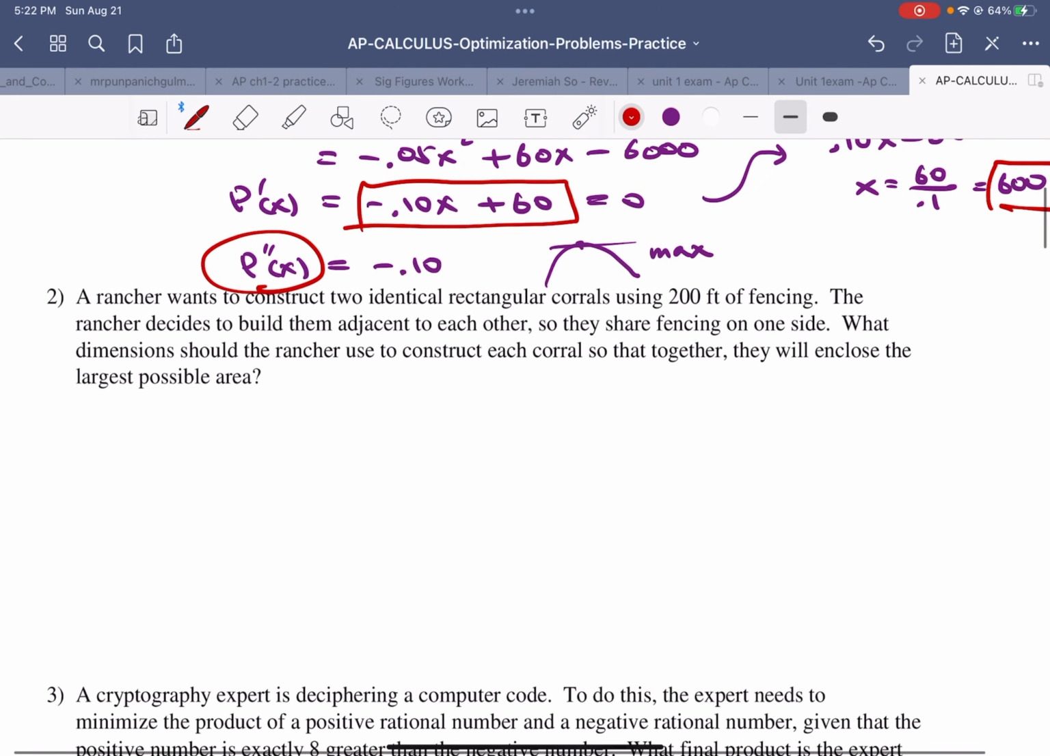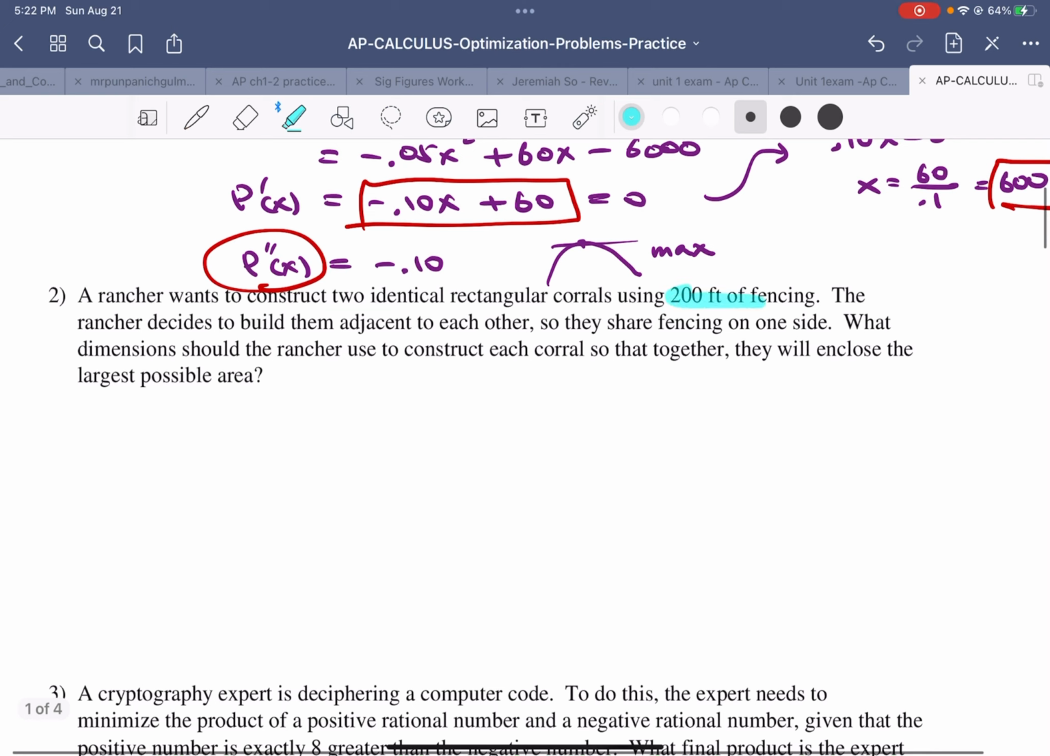Now, number 2. A renter wants to construct 2 identical rectangular corrals using 200 feet of fencing. Okay, 200 feet of fencing. The renter decides to build them adjacent to each other, so they share fencing on one side. So what dimensions should the renter use to construct each corral so that together they will enclose the largest possible, maximum area? Okay, let's draw a diagram.